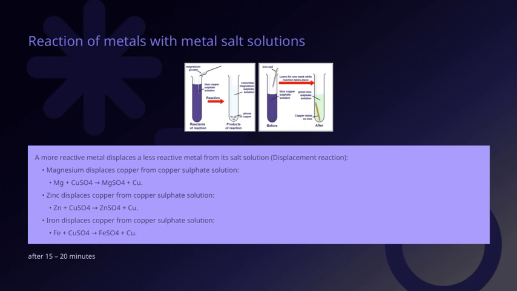So, in essence, when you have a metal that's more reactive, it will push out the less reactive metal from its compound, leading to these observable changes in the solutions. This principle helps us predict and understand many reactions in chemistry involving metals and salts.